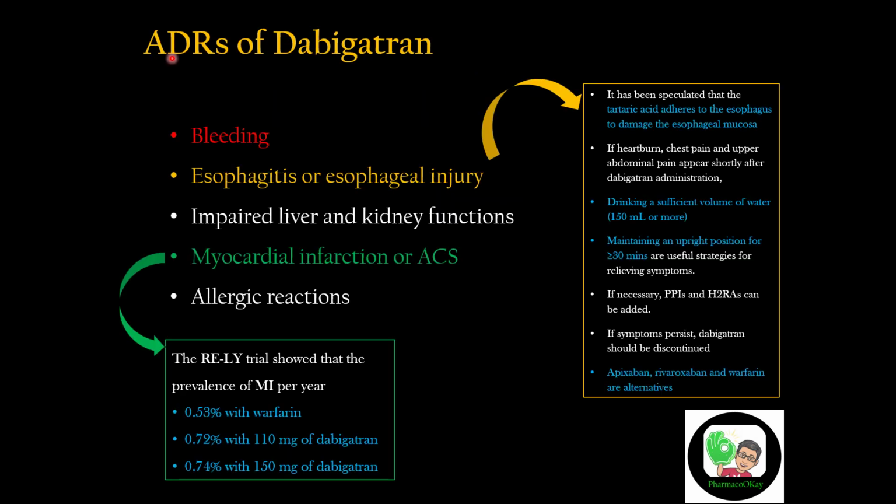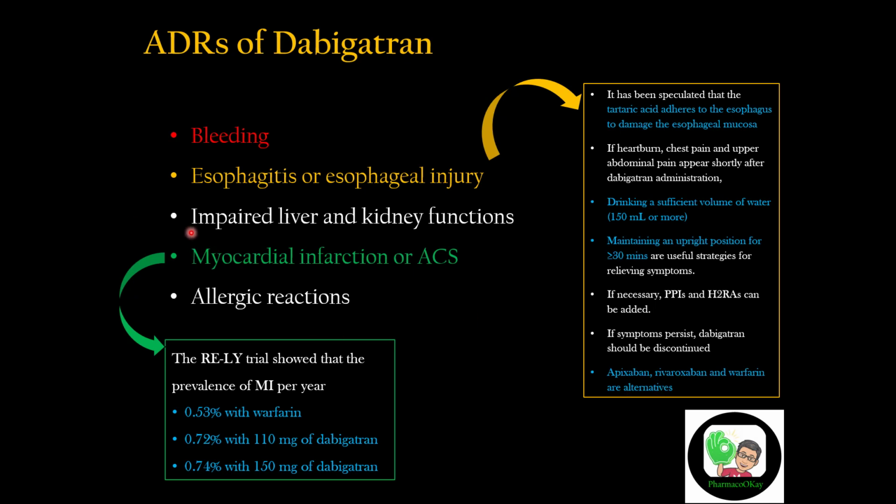The adverse drug reactions of dabigatran include bleeding and esophagitis or esophageal injury, since tartaric acid has been proposed to damage the esophagus or esophageal mucosa, because it is a weak acid. So the recommendation for patients is drinking a sufficient volume of water, at least 150 ml, and maintaining an upright position for at least 30 minutes to prevent direct damage to the esophagus. Also, some patients may require proton pump inhibitors or histamine H2 receptor antagonists to heal the ulcer. In some cases, the doctor may change to other anticoagulants, such as apixaban, rivaroxaban, or warfarin.